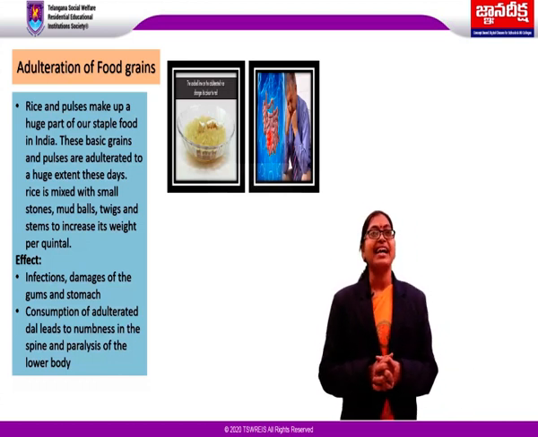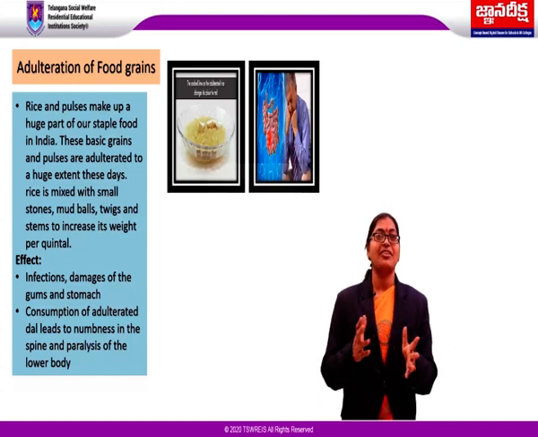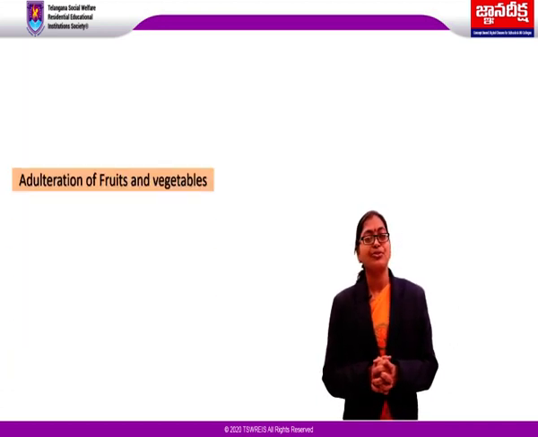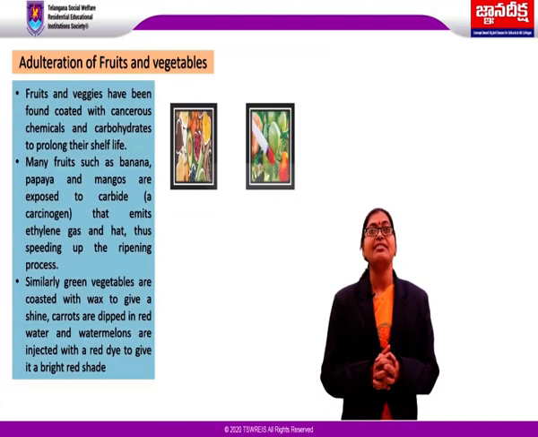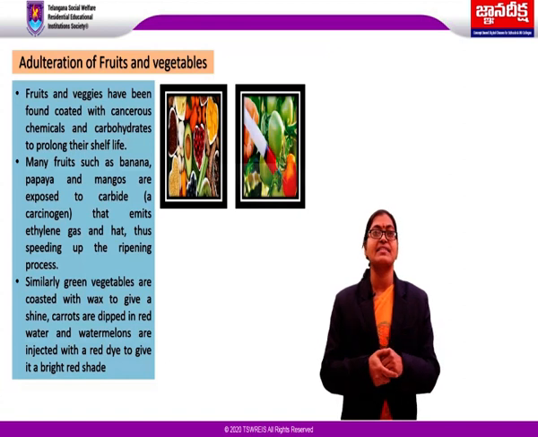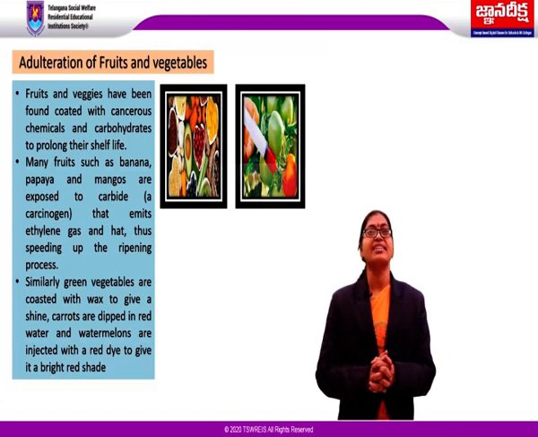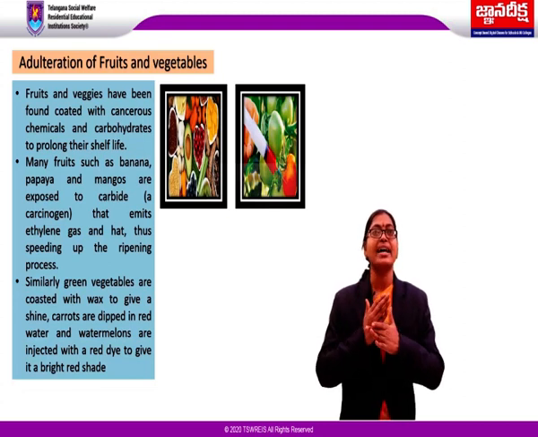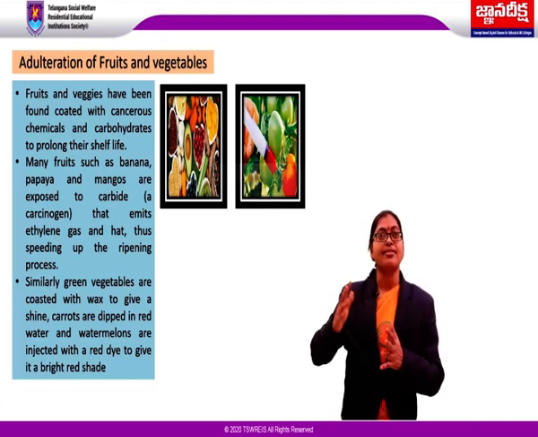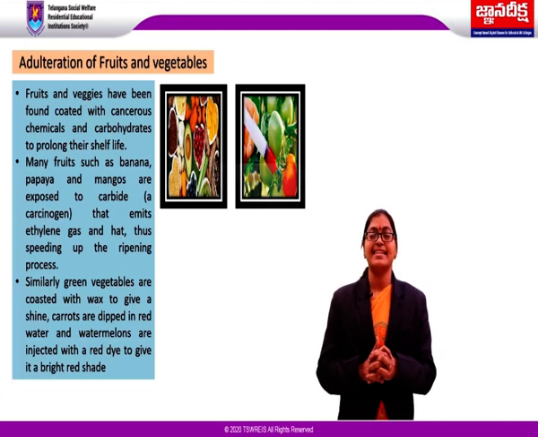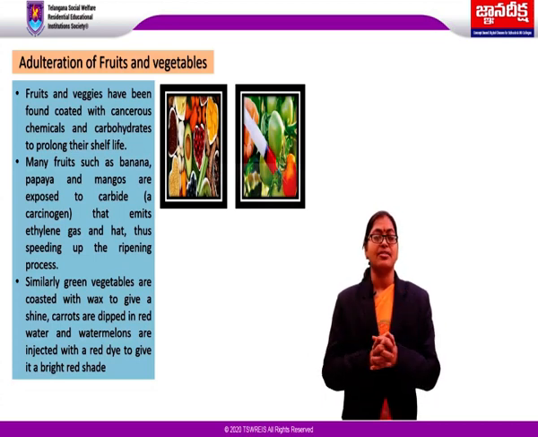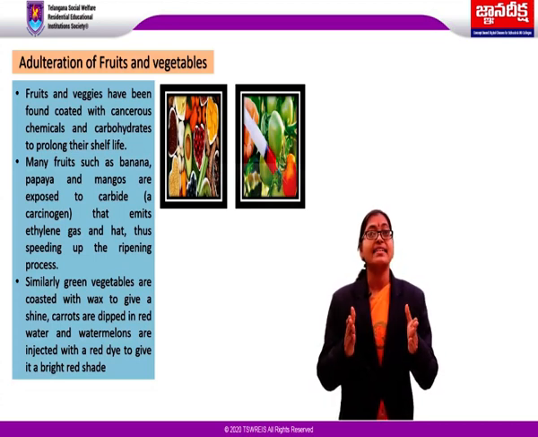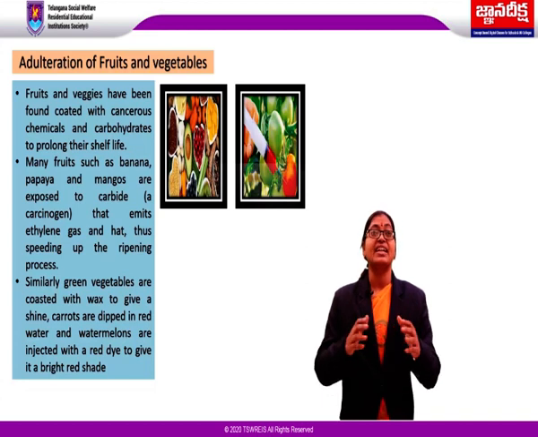Children, we are going to see another type of food adulteration called adulteration of fruits and vegetables. So, fruits and veggies have been found coated with cancerous chemicals and waxes and carbohydrates also. These carbohydrates and waxes prolong their shelf life. Many fruits such as banana, papaya and mangoes are exposed to carbide. What is meant by carbide? Carbide is a carcinogenic chemical that emits ethylene gas and heat also.